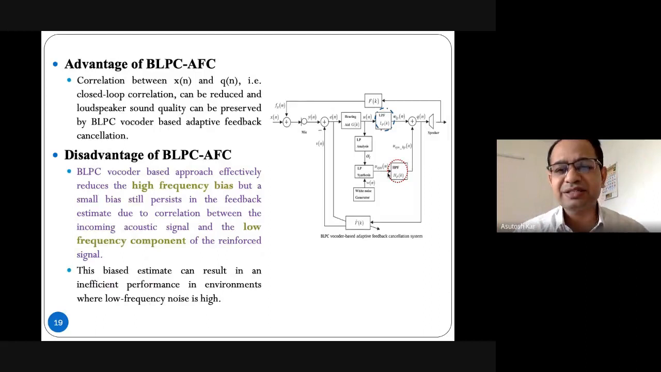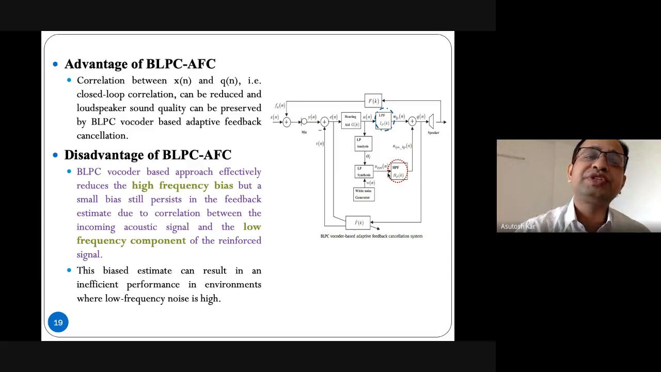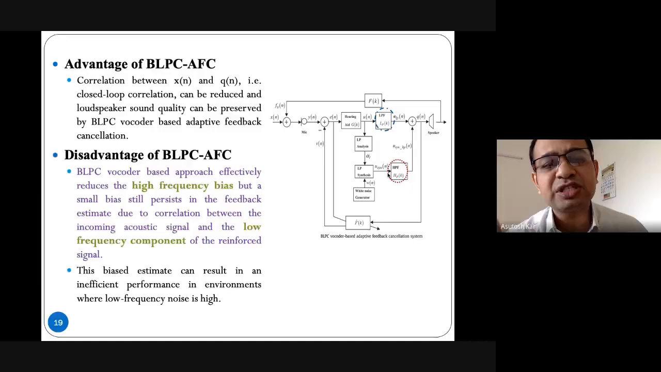Advantages. Now, in this case, I have circled the low pass filter and high pass filter. Why? Because the low pass filter directly takes my UN signal. The high pass filter takes the signal after processing, which is circled in red over here. So high frequency bias reduces. That is the BLPC vocoder based feedback cancellation, which is in front of you, which was proposed by esteemed researchers from DTU, Technical University of Denmark.